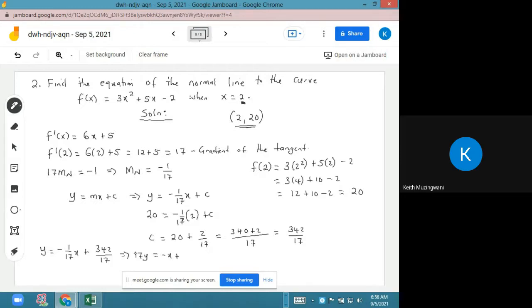-x plus 342. This does not mean that if you don't reach here, then your answer is not correct. I said if you want. This is an if situation. This is the solution.